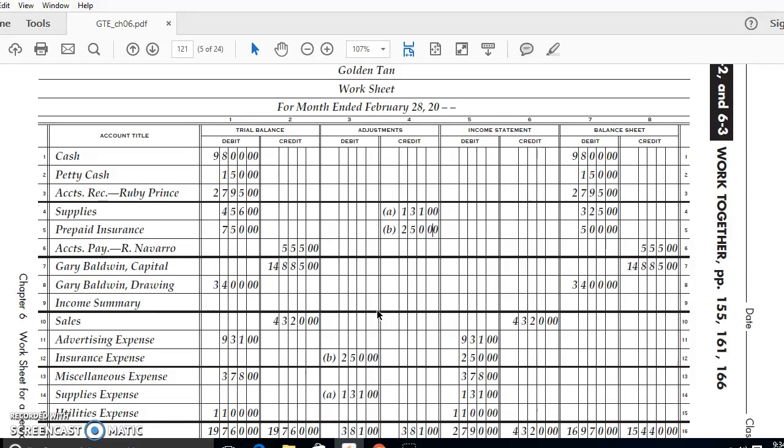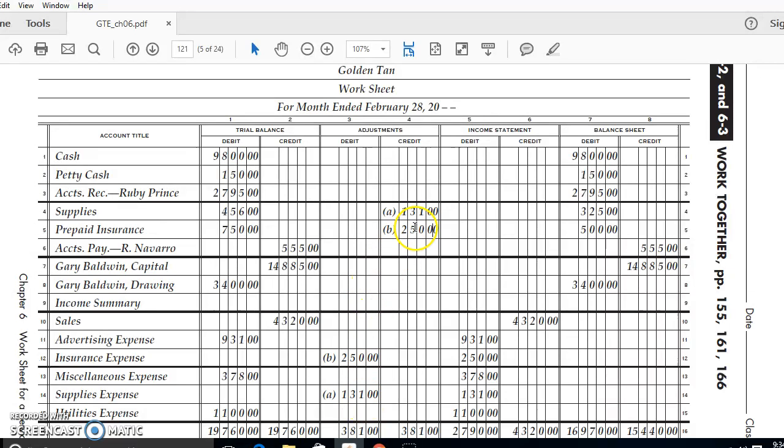So let me just recap that. The book is going to give you the amount of supplies you have at the end of the month. That is going to be the number that goes in your balance sheet column. The trial balance represents how much you had at the beginning of the month. You're going to subtract your balance sheet amount from your trial balance amount, and the difference is what you have consumed or you've used up and you need to expense.